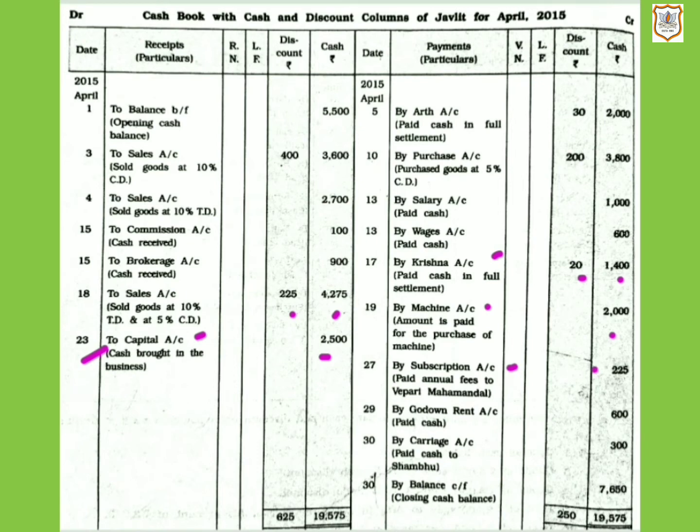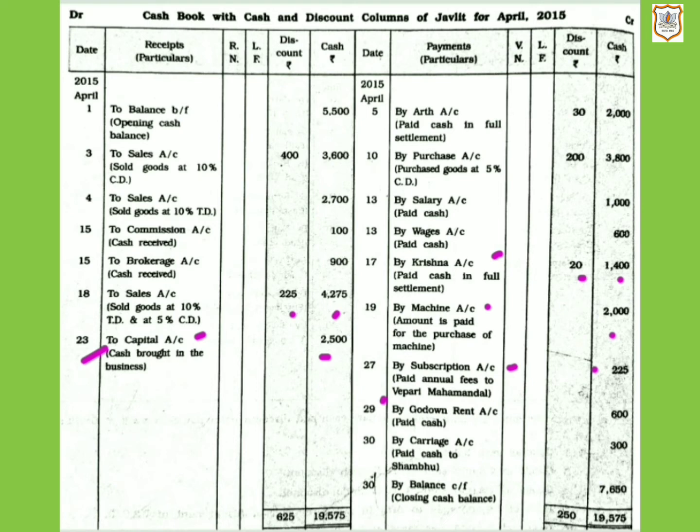Then date 29. Go down rent rupees 600 paid by cash and carriage of rupees 300 paid to Shambhu by cash. Here both the amount will be recorded on credit side as we are making payment. So first we will write date, that is 29. In particular column, why cash is going out? Because we are paying go down rent.